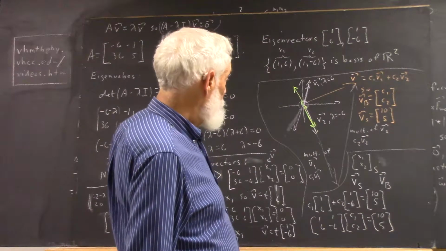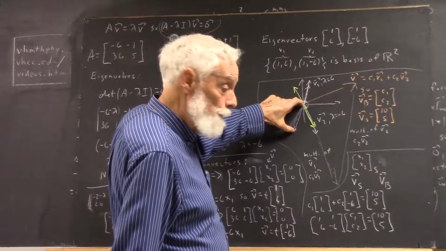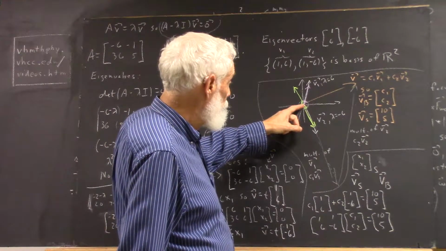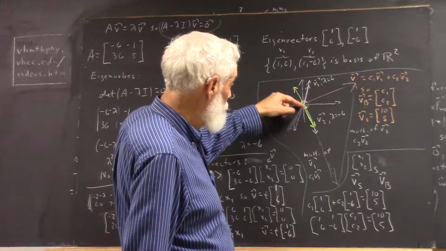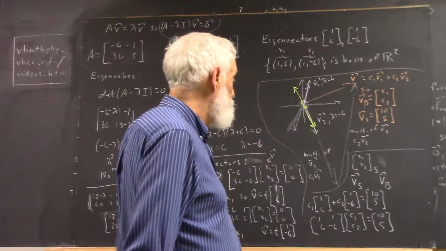Okay? And similarly, if we do a vector from here to here, it'll map to a vector down here. If we do a vector from here, the center of the circle, out along the line of the V2 vector, but in the opposite direction, it'll map to this vector.